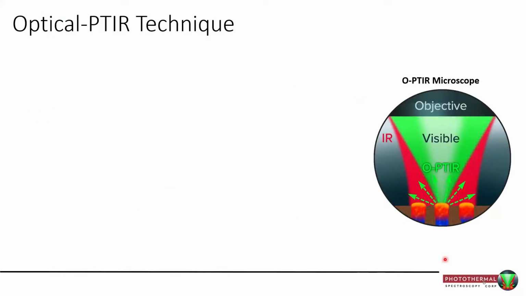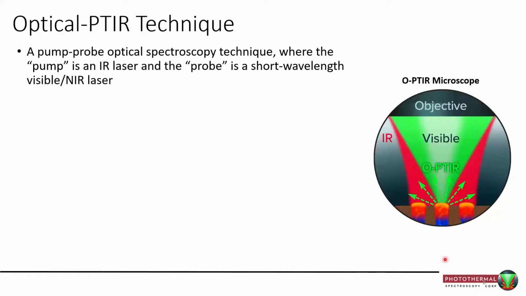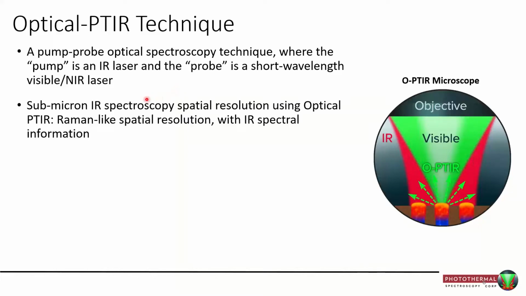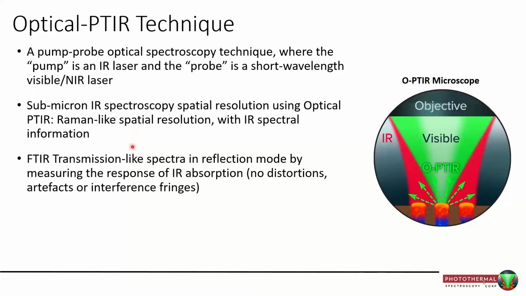And this is a nice segue into the technique of optical photothermal infrared, because it basically overcomes all of those issues I've just listed. The technique can be described as a pump-probe optical spectroscopy technique, where the pump is an infrared laser, typically a QCL, and the probe is a short wavelength visible or near infrared laser. We deliver sub-micron infrared spatial resolution. In fact, it's very much Raman-like in that sense, but you get the richness of the infrared spectra that come out of it. We operate primarily in reflection mode, but there's also some transmission, which I'll touch on later.